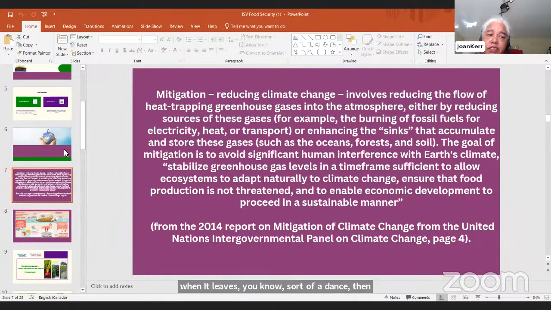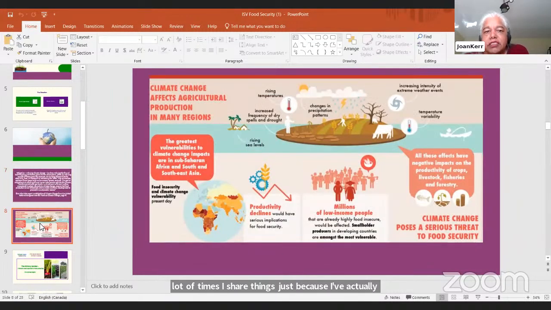Because when it changes, it's sort of a dance, and then plants actually get affected. And I've experienced it firsthand. I tend to say that, yes, research is great and no problem with that, but a lot of times I share things because I've actually gone through them. And so this is kind of how it works. This is just a quick graph from the UN.